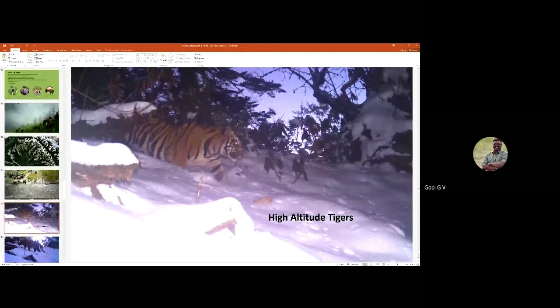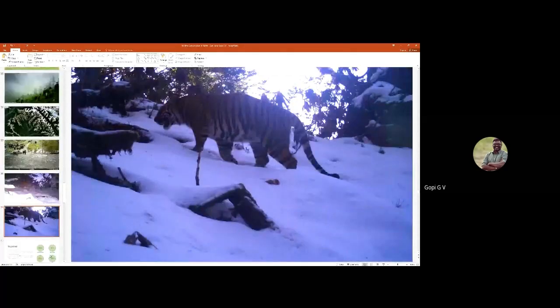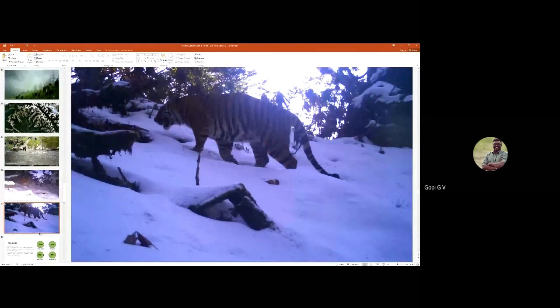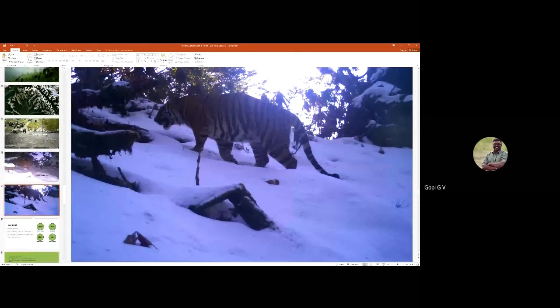Not only that, the state of Arunachal Pradesh also has high altitude tigers. It is not like Siberian tigers, but we also have tigers in our high altitude regions, in very high snowing areas. This was photo-captured in community managed land outside the protected area network in Dibang Valley district, at almost 3,300 to 3,600 meters elevation. It is very rich in wildlife, and good numbers of high altitude tigers are present in this particular area.